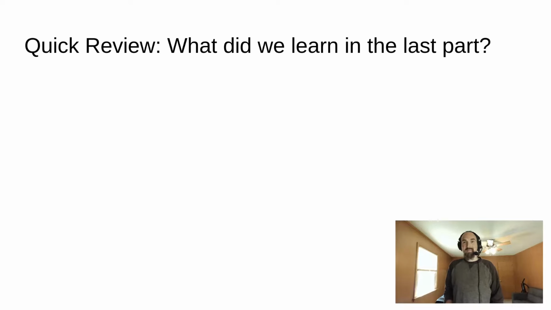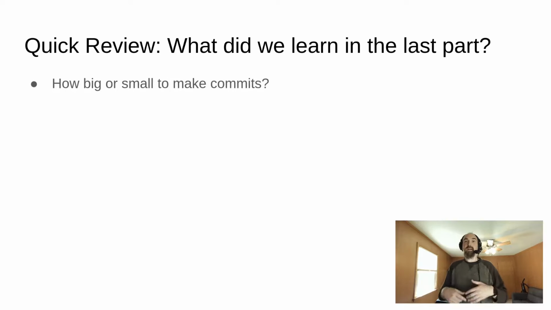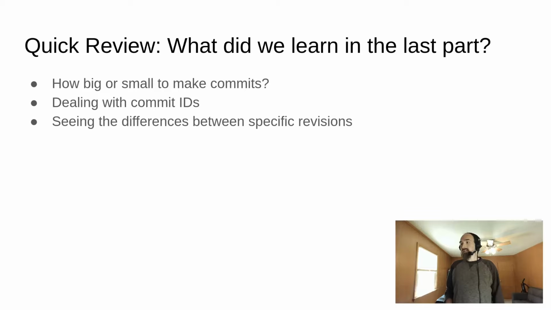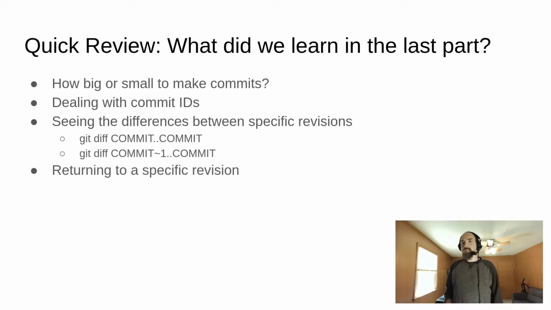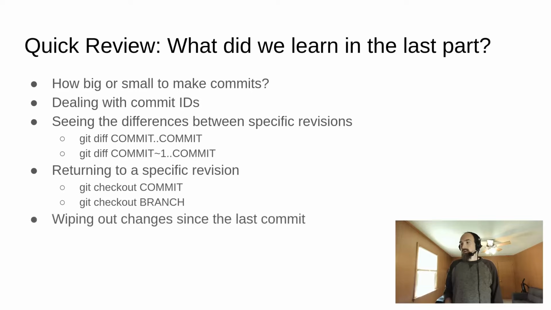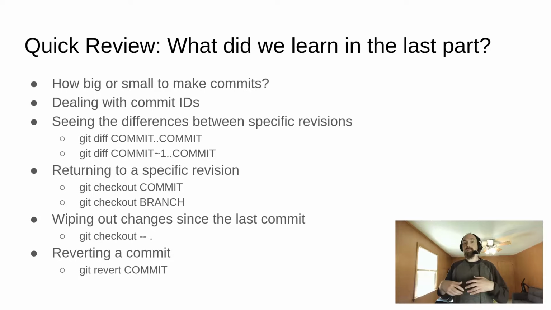So, quick review, what did we learn in the last part? We had a small discussion about how big or small to make commits so that they are most useful when looking through or traveling through your Git history. We talked a little bit about dealing with commit IDs. We learned how to see the differences between specific commits using these Git command lines and also in the Git GUI. Returning to a specific version, wiping out the changes since the last commit, and reverting a commit. So a whole bunch of things about looking at or going through the history of your Git repository, both on the Git command line and the Git GUI.